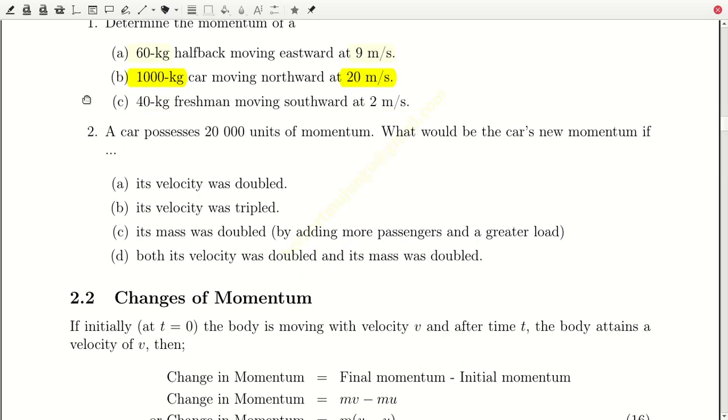So here there's this other question. Let us try it. They are saying a car possesses 20 units of momentum. What would be the car's new momentum if its velocity was doubled? Remember, momentum was a product of mass times velocity. So it means for momentum if you increase velocity, the momentum will also increase. So if you double velocity, then it means the momentum will also be doubled.